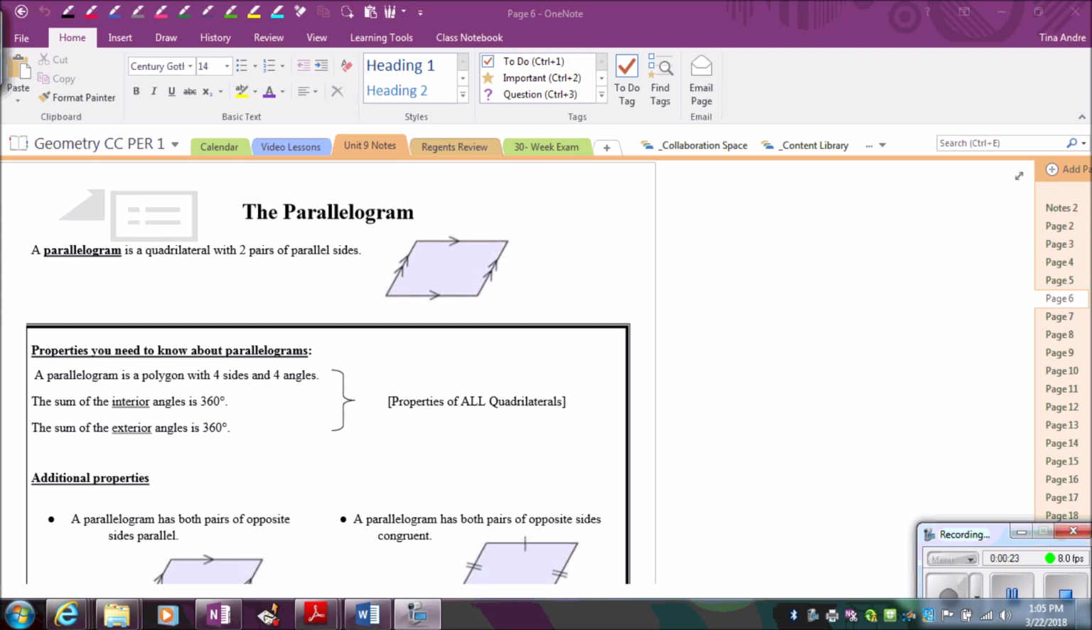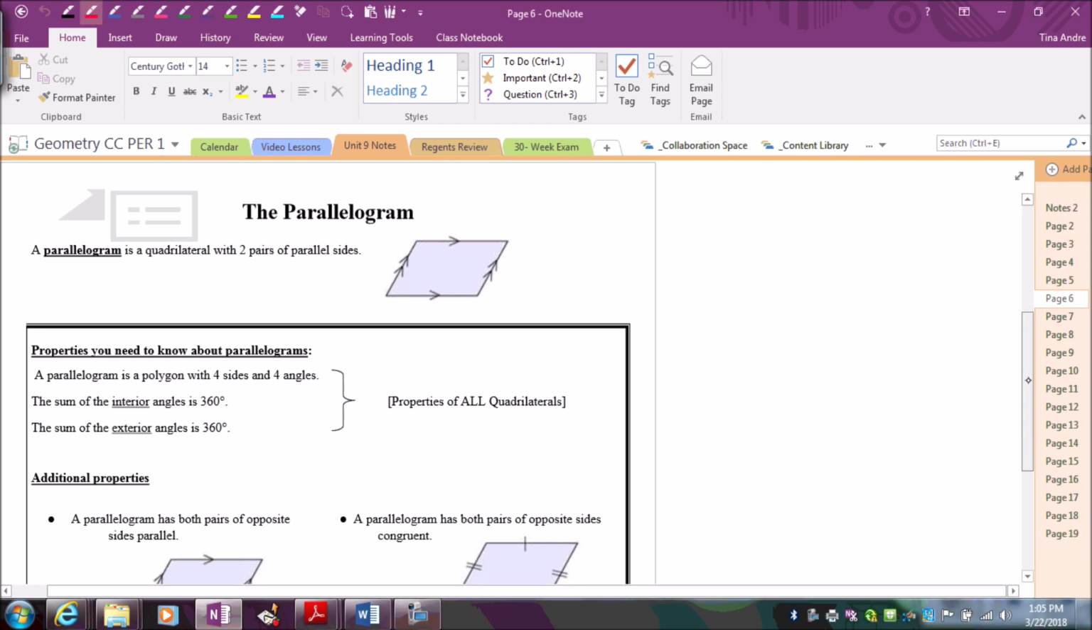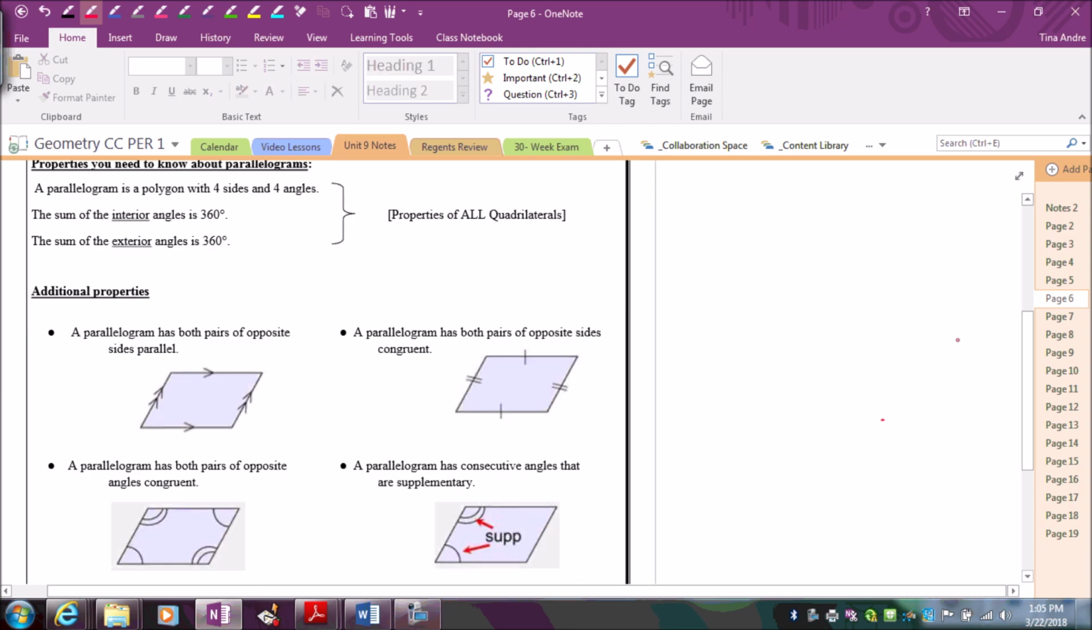So a parallelogram is a trapezoid because it satisfies the definition of being a trapezoid, but in order to be a parallelogram, you have to have both pairs of opposite sides being parallel. So some other properties about parallelograms, these properties right here: 4 sides, 4 angles, the sum of the interior angles is 360, the sum of the exterior angles is 360. Those are all true for any quadrilateral. So since a parallelogram is a quadrilateral, all of those properties still hold true. And then if we look at the bottom here, we have some additional properties that are unique to parallelograms.